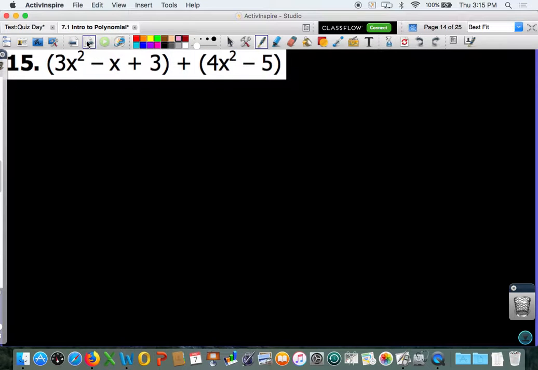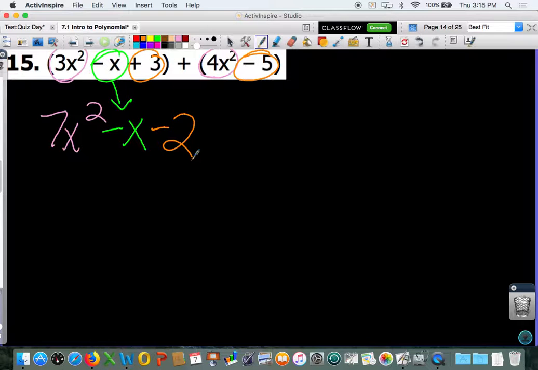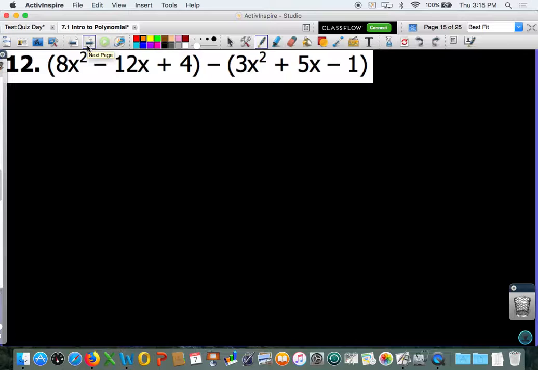Looking at 15. So, again, I am going to combine like terms. I'm going to combine my x squares. So I've got 7x squared, and then there's no x over here, so I'm going to bring that down, minus x. And then I've got my constants to add together. So I have minus 2. And we go back to 12 for subtraction.